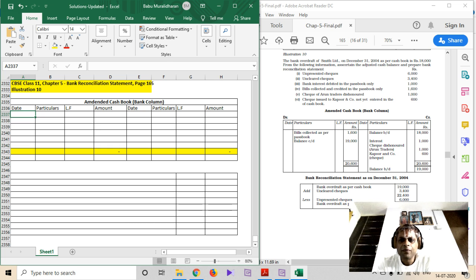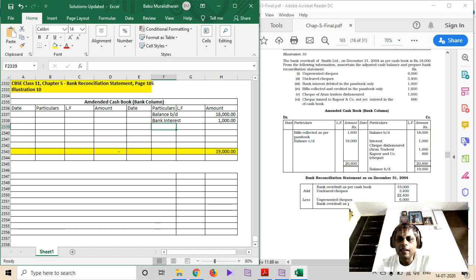So what does it say? It's an overdraft balance, an unfavorable balance, right? So let's put balance brought down 18,000. Unpresented checks 6,000, uncleared checks 3,400. These two will come into the bank reconciliation, not in the adjusted cash book, because they are already booked in the cash book, right? Bank interest debited to the passbook only. So we have to add bank interest. We accounted in the cash book 1,000.